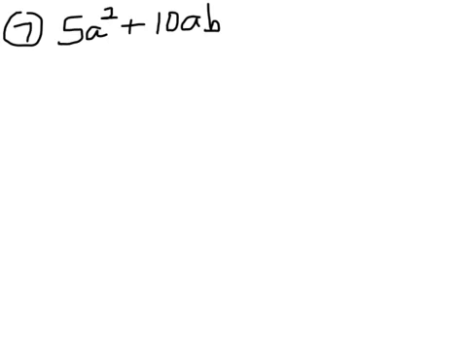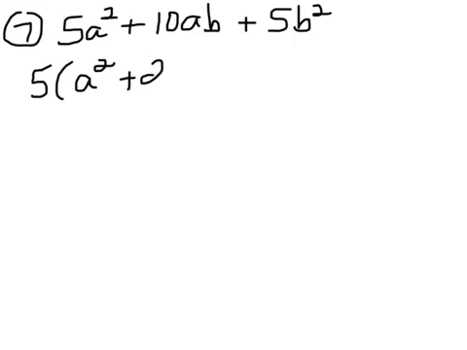5a squared plus 10ab plus 5b squared. First of all, is there a GCF? Oh, yes, there's a 5 in everything, so let's divide it out. That would be an a squared. 10 divided by 5 would be a 2ab, and then 5 divided by 5 would be a 1b squared, and I'm just going to write down b squared. Do you see why it's so nice to take your GCF out first?